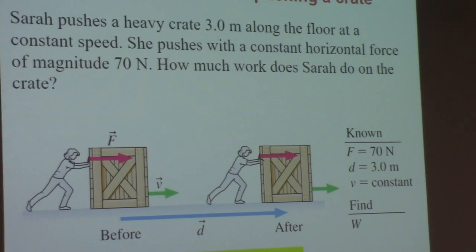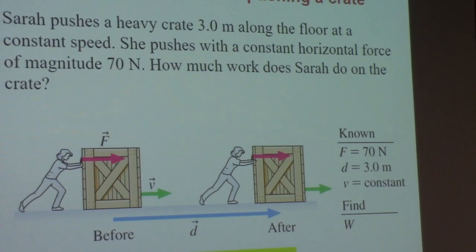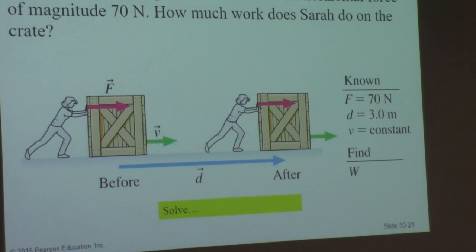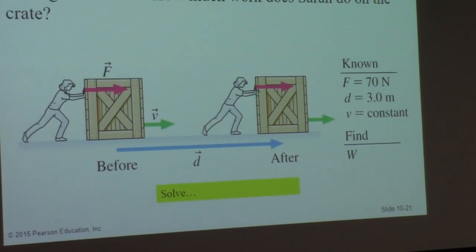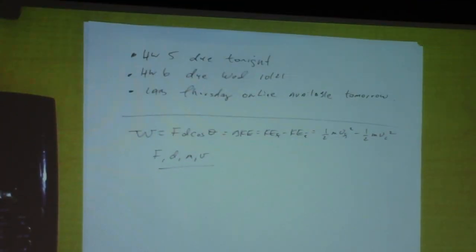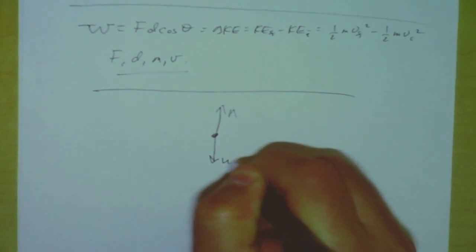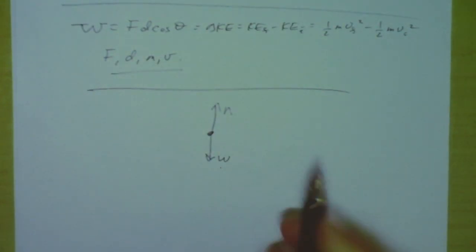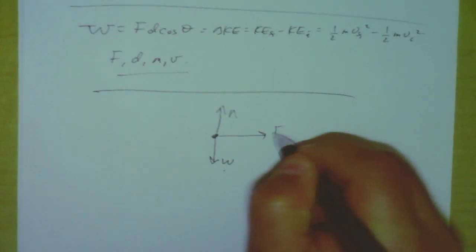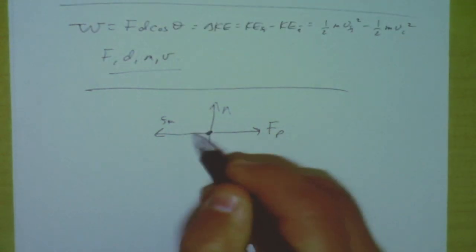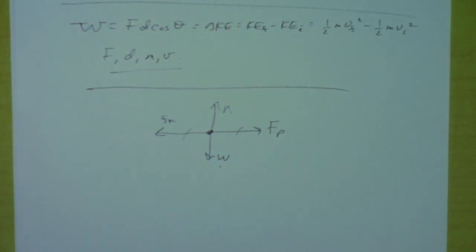Sarah's force is to the right. The thing is moving to the right. They're lined up with each other. And we want to figure out the amount of work. Okay, so this one's not too bad. So we've got normal force. Here's the weight. That's not the work, that's the weight, remember? I'll just call this like force push. That's from Sarah. There's got to be friction back the other way. And we know that they must be equal to each other because the crate's not speeding up.